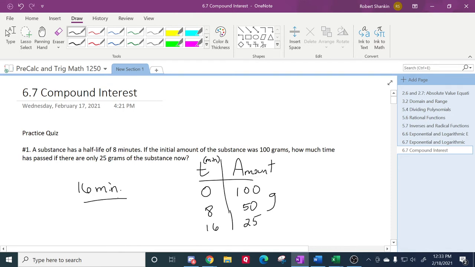Okay, give me a little feedback on this. Number 1.